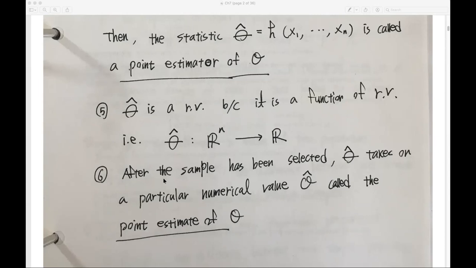So now next one, 6. After the sample has been selected, theta hat takes on a particular numerical value, which is called the point estimate of theta. So the point estimate of theta is nothing but the approximation of theta determined by theta hat. Once the sample has been selected, it means that x sub 1 through x sub n are determined. Using those sample data, we can find, for example, the sample mean. That is called the point estimate, or simply the approximation of mu, the population mean.